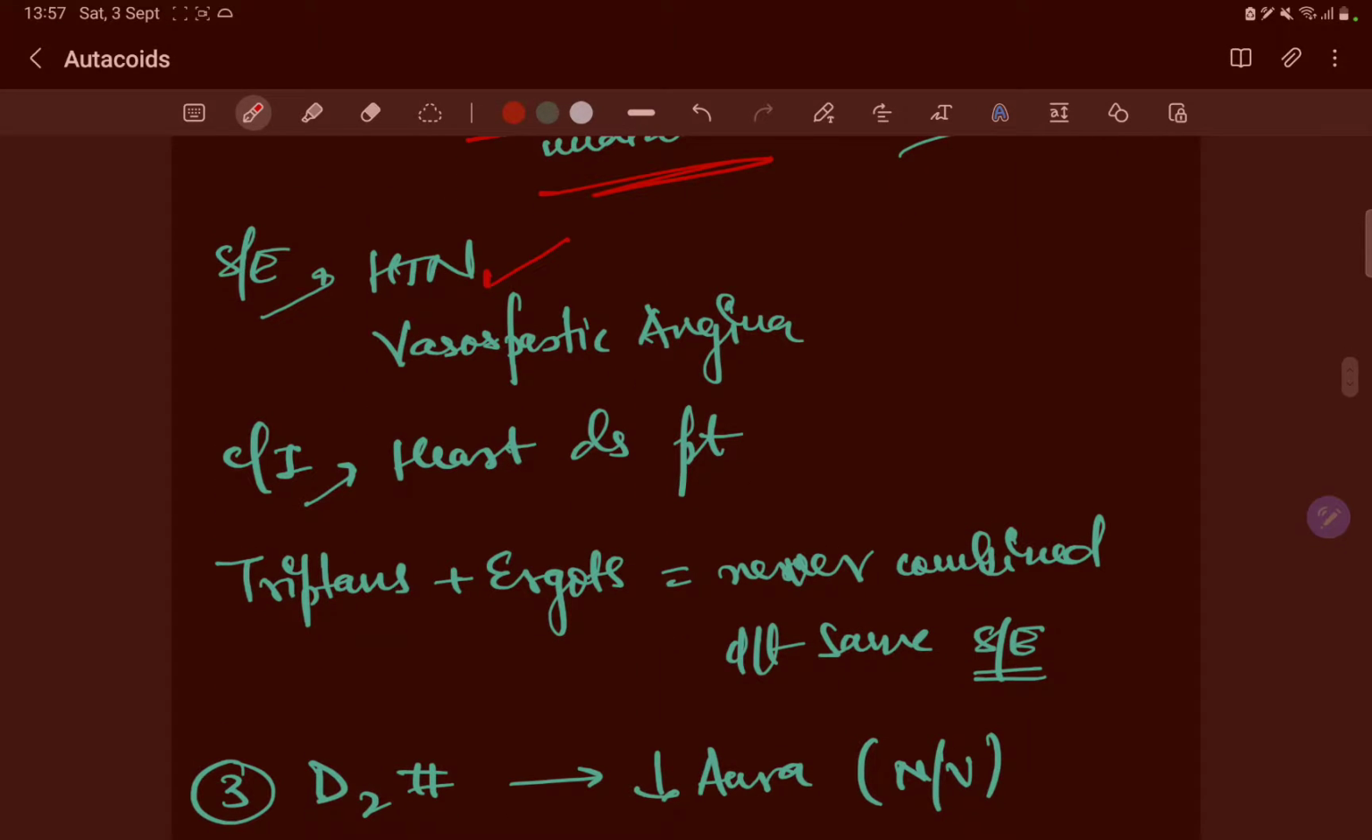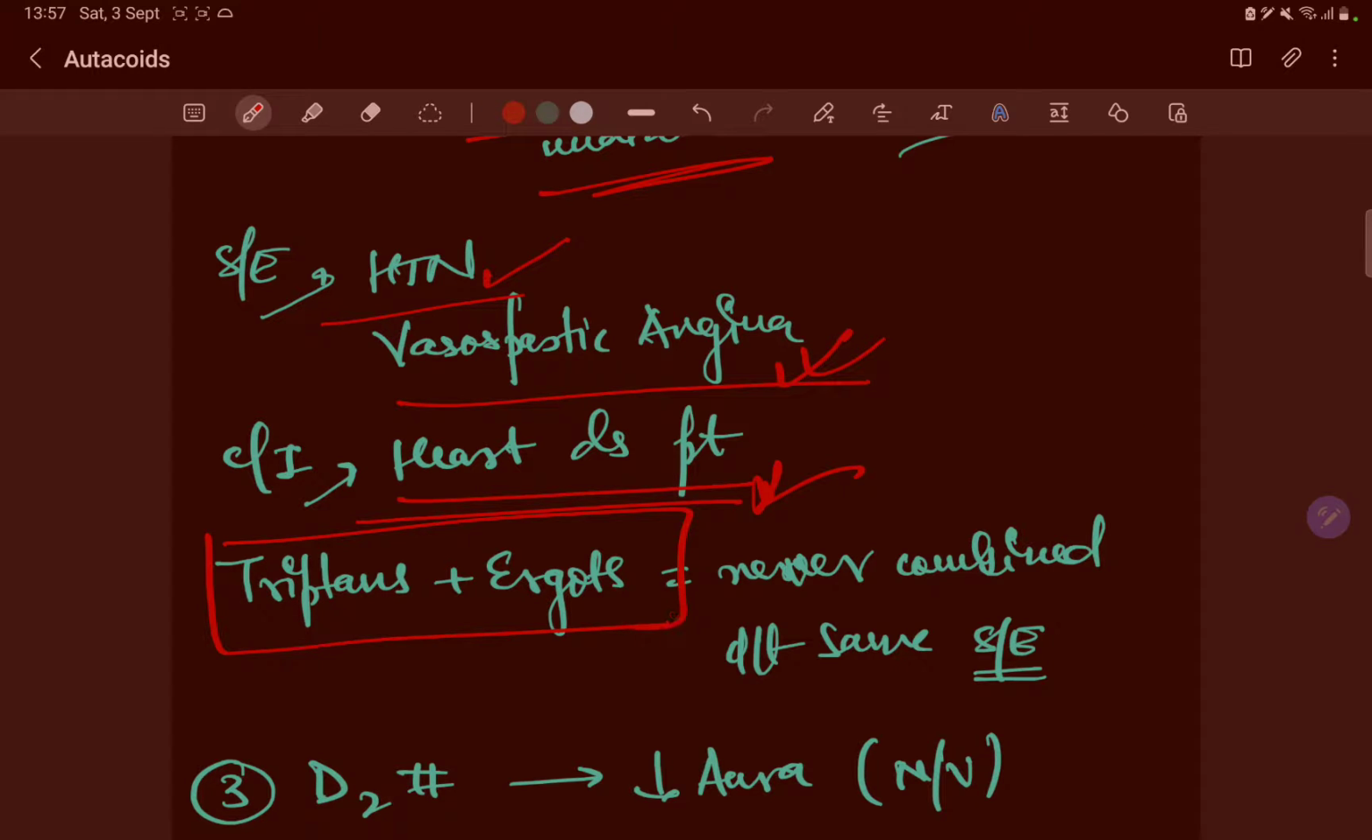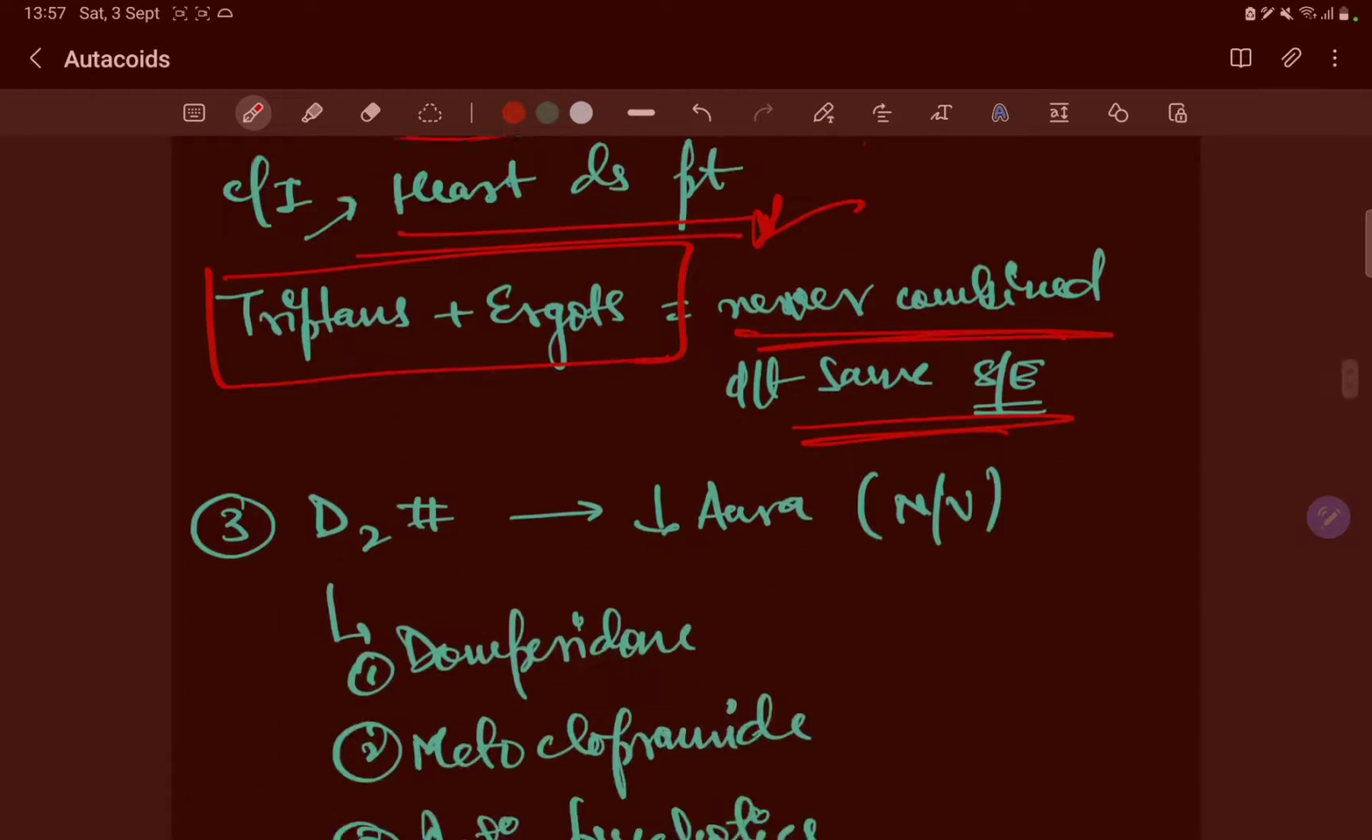What are the side effects of triptans? Hypertension can be caused and vasospastic angina can be caused. These are contraindicated in heart disease patients, and triptans with ergots are never combined because of the same side effect.